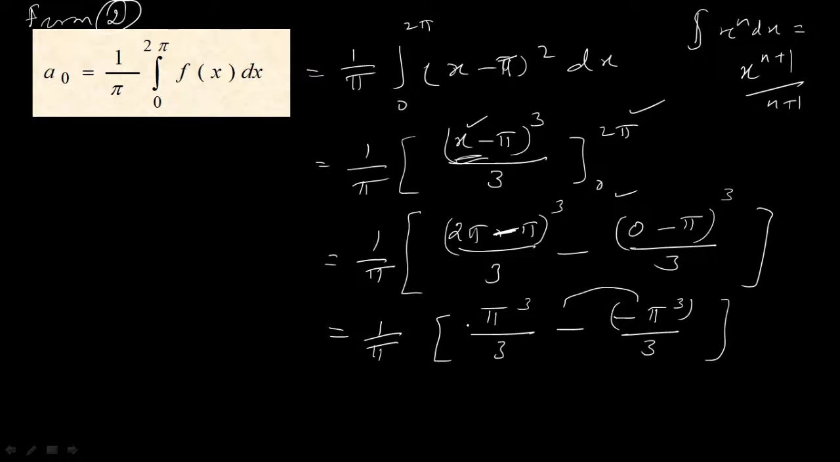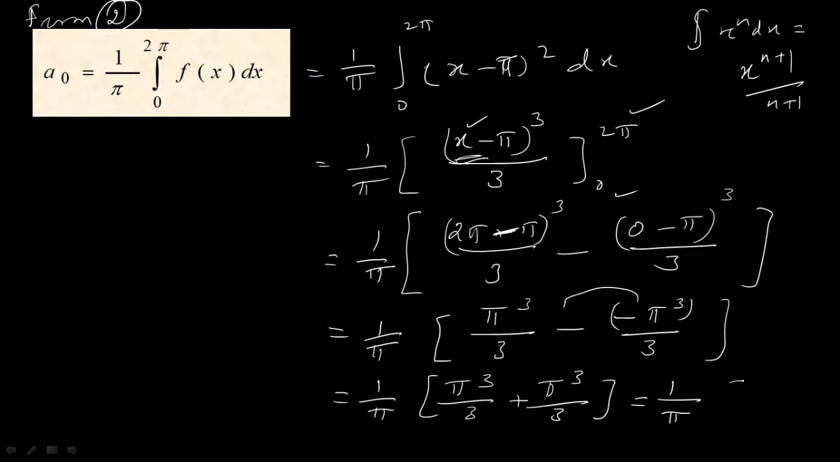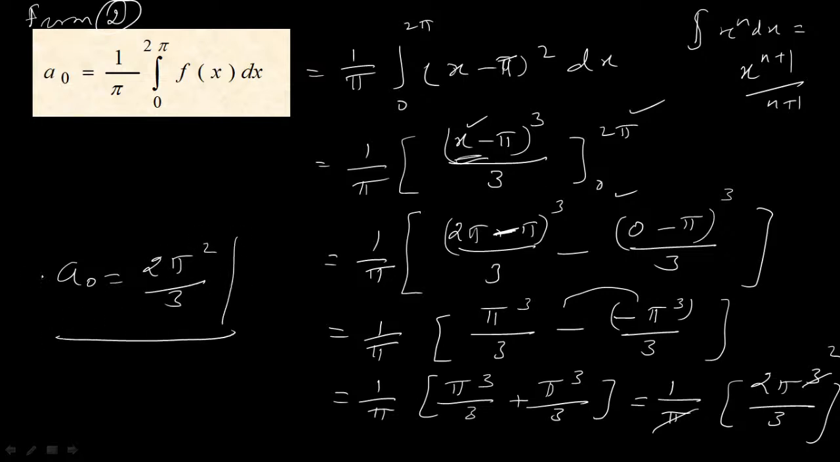So this 2 minus becomes plus, that is 1 by pi. So pi cube divided by 3 plus pi cube divided by 3, that is 1 by pi of 2 pi cube divided by 3. So one of the pi is cancelled. So your a0 is equal to 2 pi square divided by 3. This is the value of a0 you have calculated.